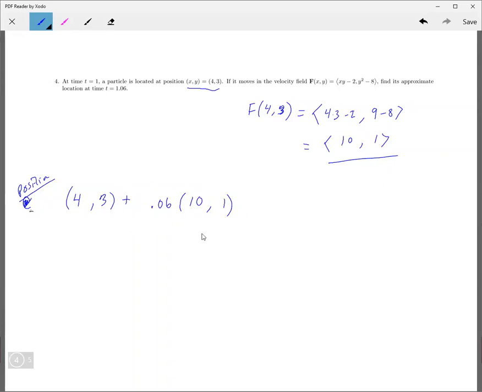So if you take 4,3 and add 0.06 times 10,1 to it, you're going to get roughly where it goes to. So that's going to be 4.6 and 3.06. That's just going to be an estimate. Okay, so this would be the correct answer right here.